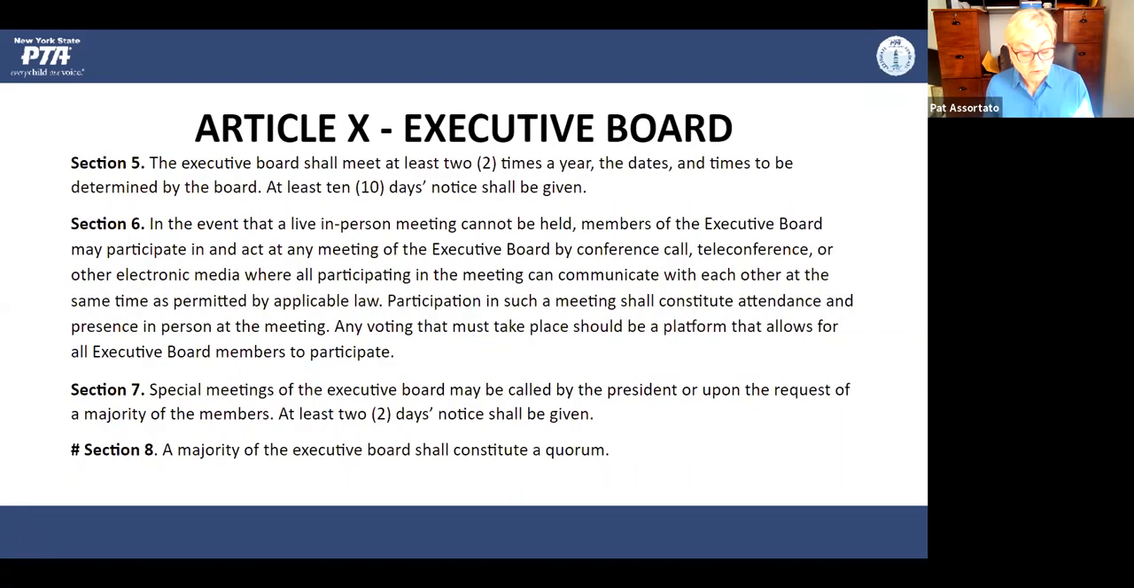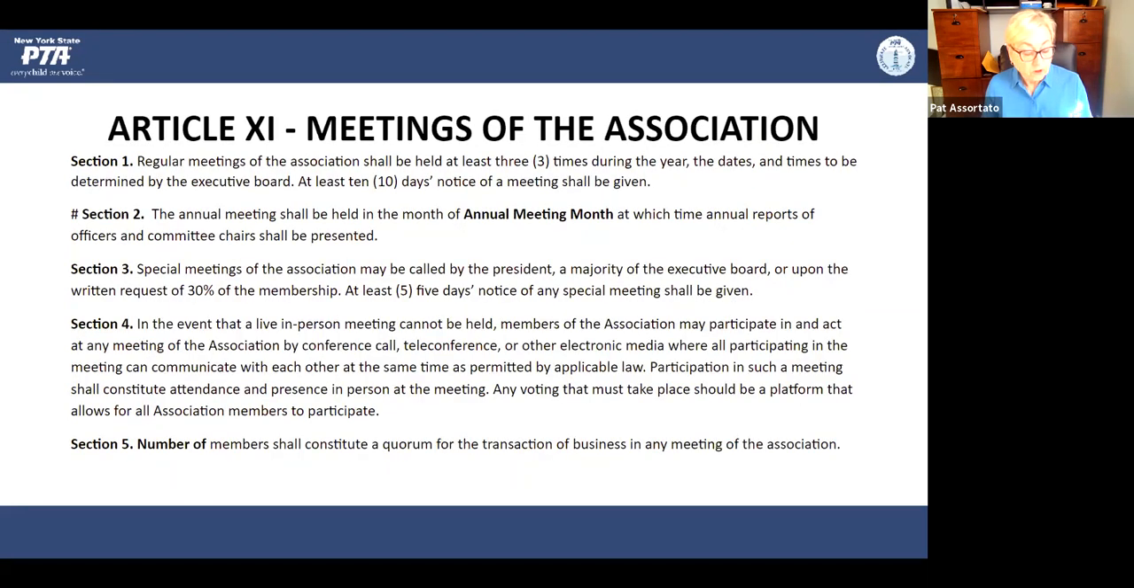Article 10, Executive Board, Sections 5 through 8, prescribe the parameters for regular and special meetings of the board and the required quorum to conduct business. Article 11, meetings of the association, prescribes the number of meetings to be held, the month of the annual meeting, eligibility to vote, special meetings, and the required quorum to conduct business. This is Article 12 in council bylaws and has different criteria for a quorum in council bylaws.